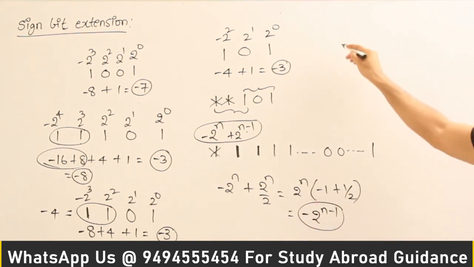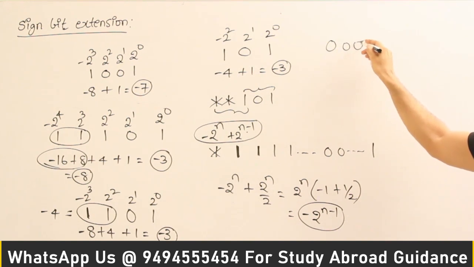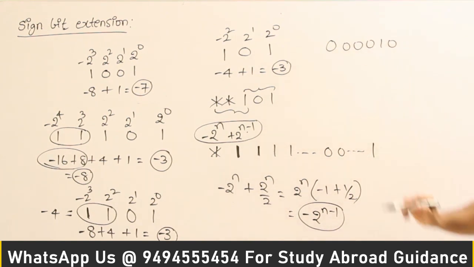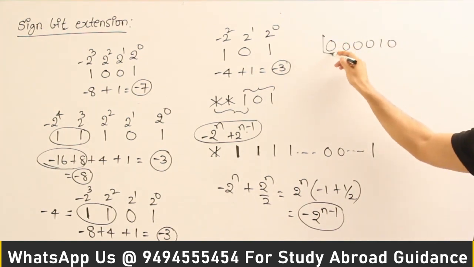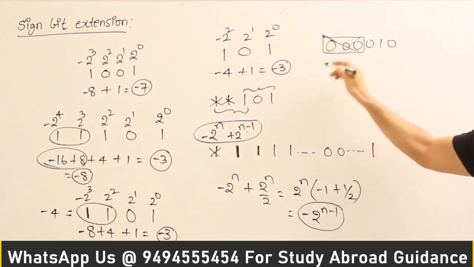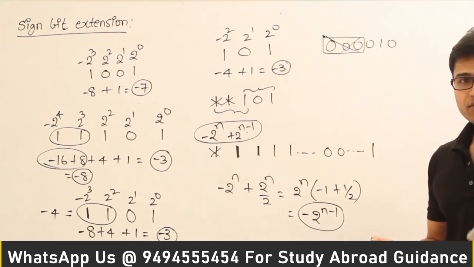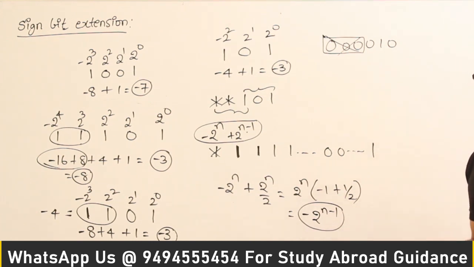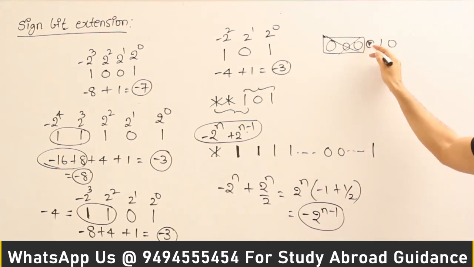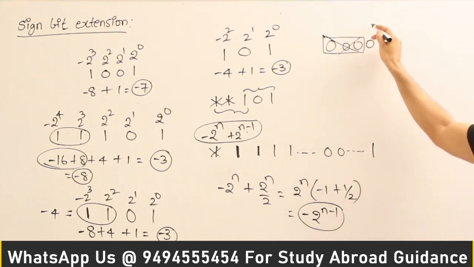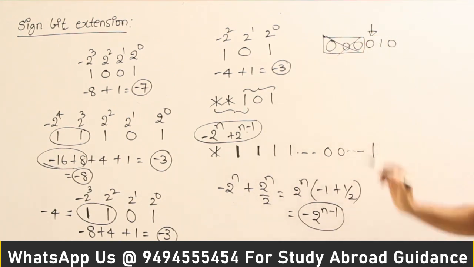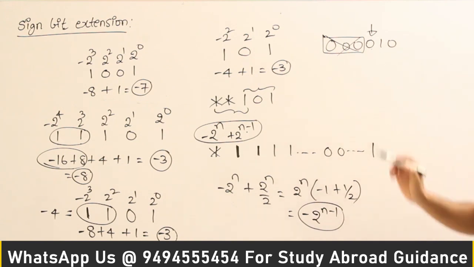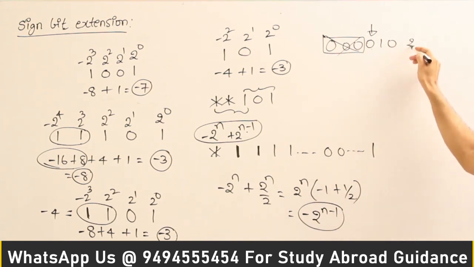For example, if you have 0 0 0 0 1 0, now what is the value of this? All these three leading zeros are useless. As you know, to the left of any number, if you have zeros, then you can delete them, but leave at least one bit. Leave at least one 0, otherwise it will become a negative number. Even if you delete this one, it will become a negative number. So this number is going to be 2 with this or without this.